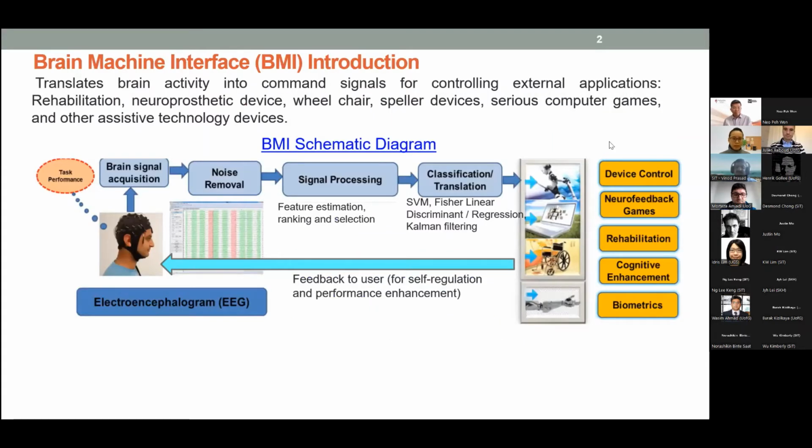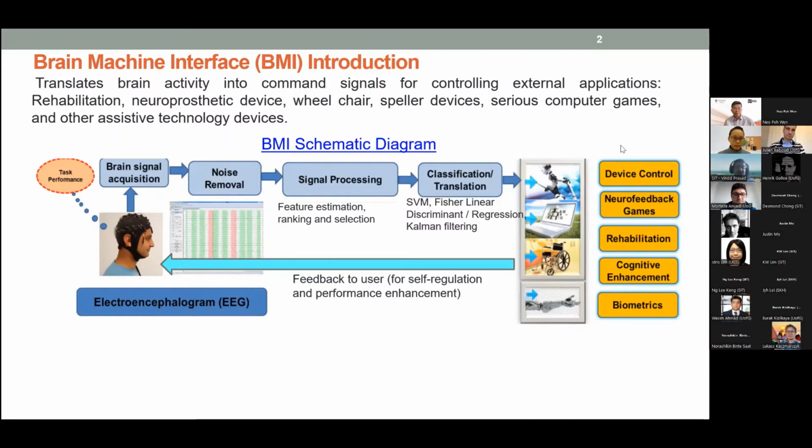This gives an introduction to BCI or BMI, brain-machine interface. Basically, every mental task has a unique neural signature. And using appropriate brain signal acquisition techniques, it is possible to decode these neural signatures with a fair amount of accuracy. That is a fundamental principle behind brain-machine interface.